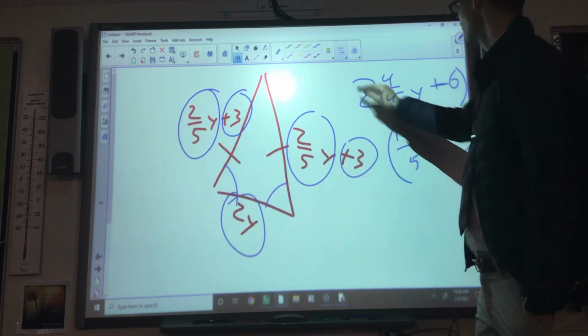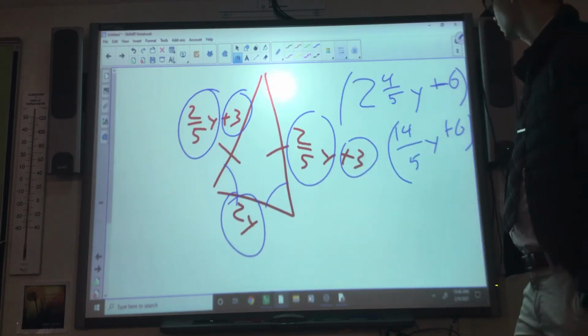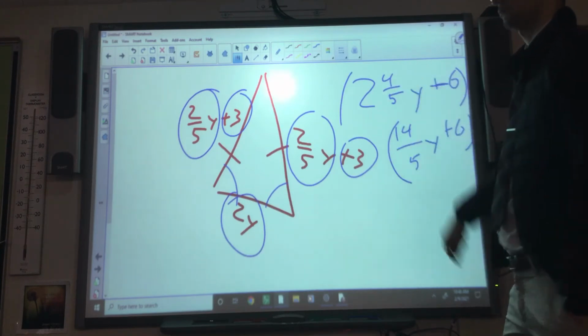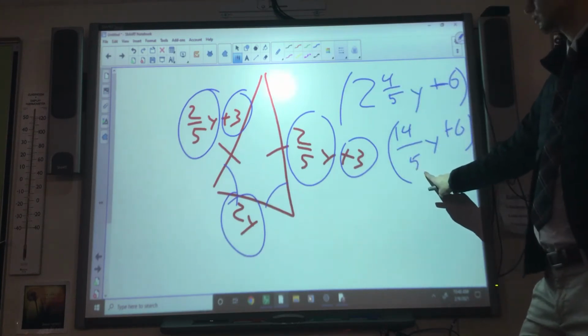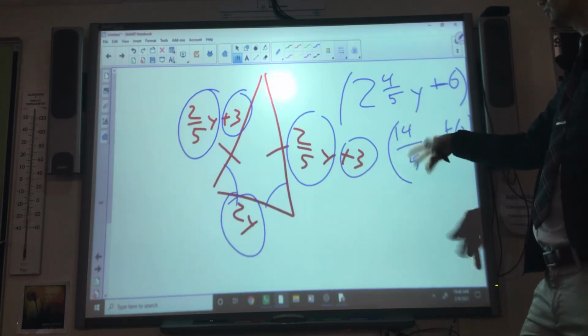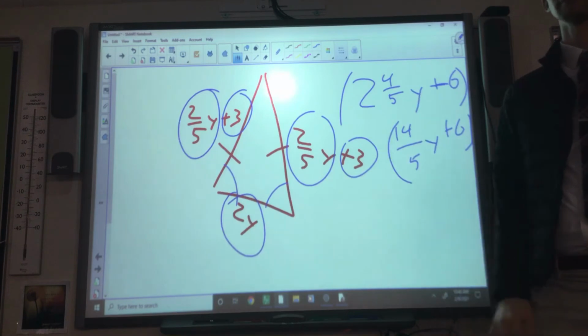And what's the label on these? 2 times 5 is 10, plus 4 is 14 over 5. Think about it, if you did it the other way around, 14 divided by 5, you would have 2 with 4 left over. The denominator is 5.